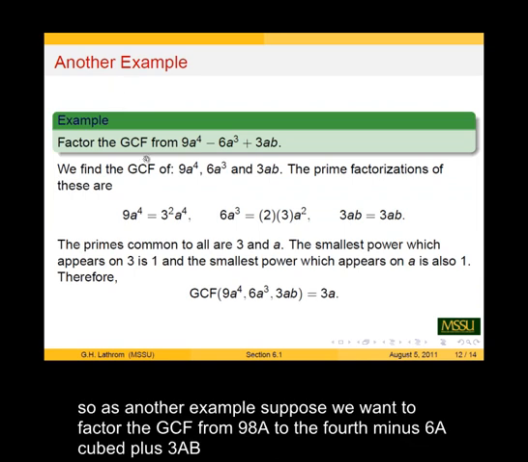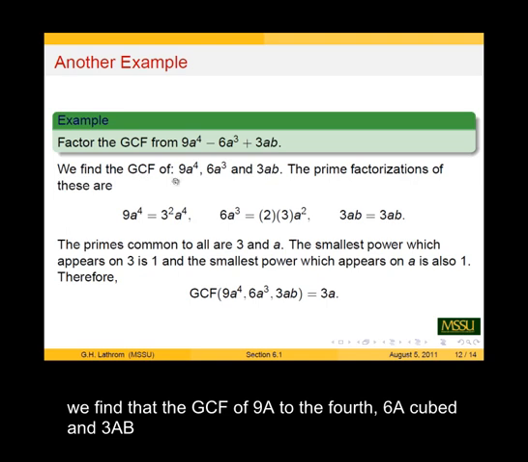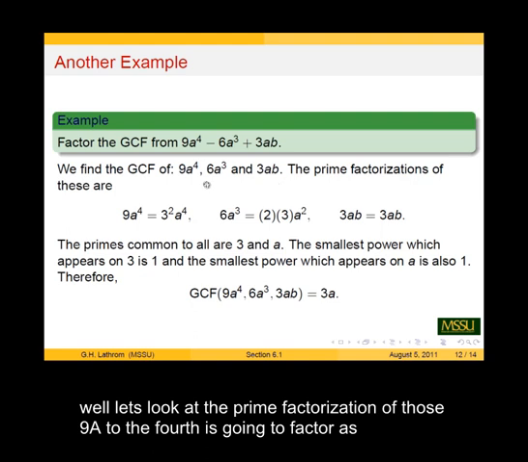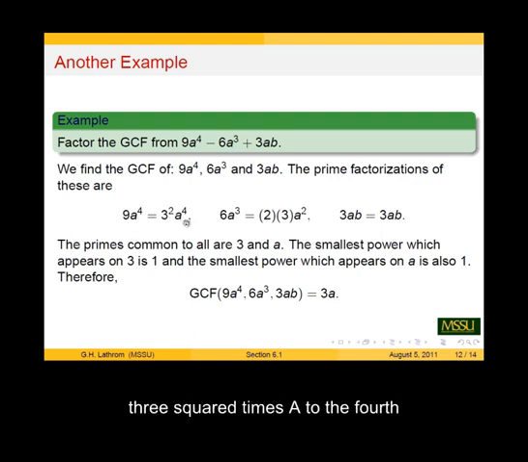As another example, suppose we want to factor the GCF from 9a to the fourth minus 6a cubed plus 3ab. We find the GCF of 9a to the fourth, 6a cubed, and 3ab. Well, let's look at the prime factorizations of those. 9a to the fourth is going to factor as 3 squared times a to the fourth. 6a cubed factors as 2 times 3 times a cubed. 3ab factors as 3 times a times b. So the primes which are common to all three terms are 3 and a.